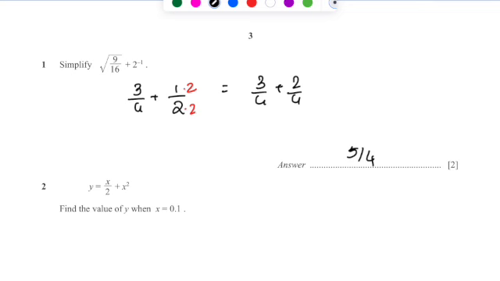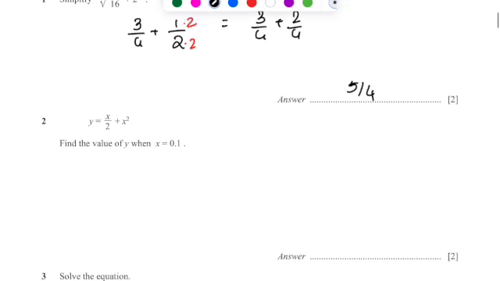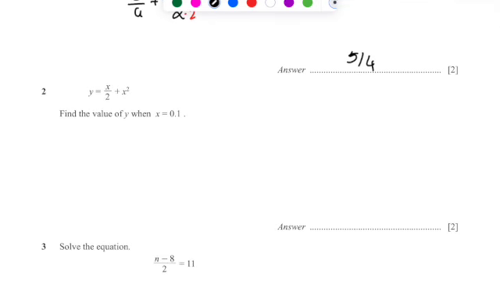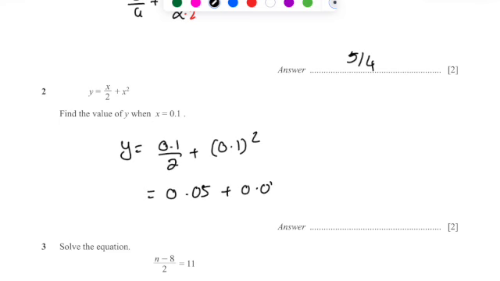Next, second question. y equals x upon 2 plus x square. Find the value of y when x is 0.1. So y equals 0.1 by 2 plus 0.1 square, which is 0.05 plus 0.01, which is going to be 0.06. That's going to be the answer.